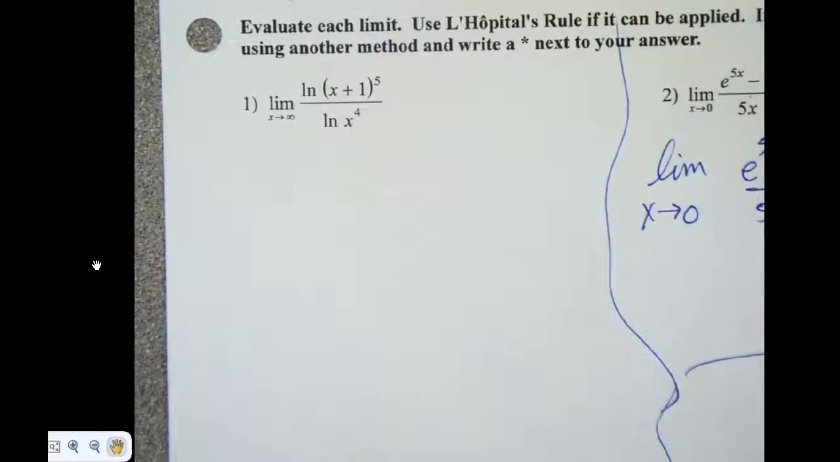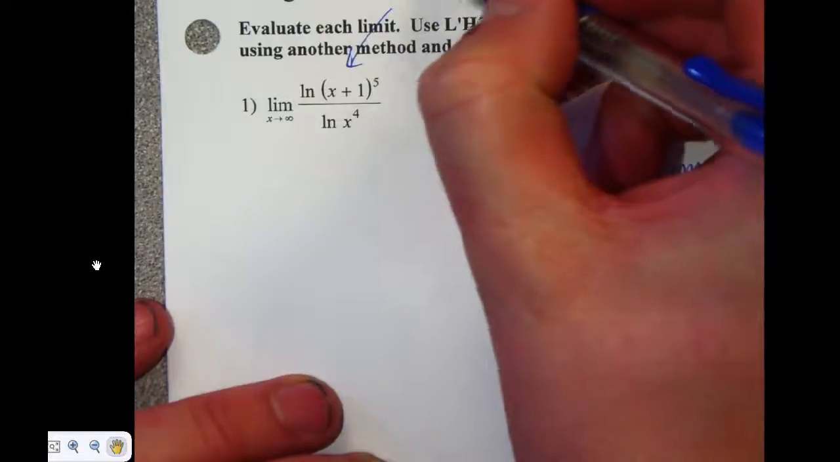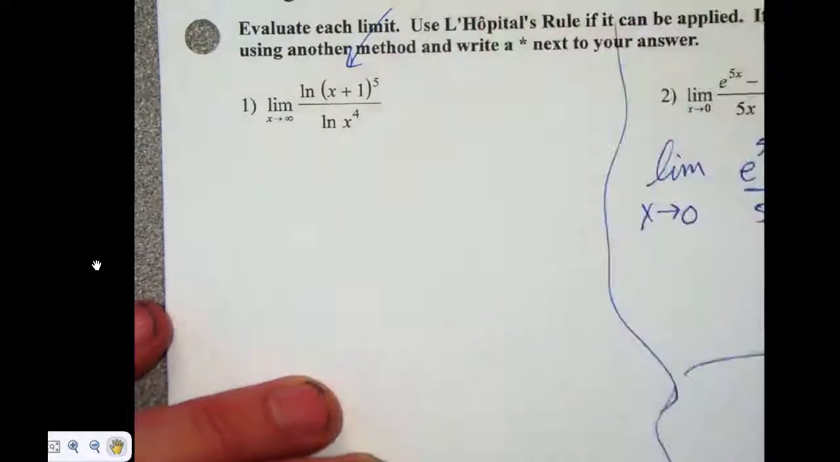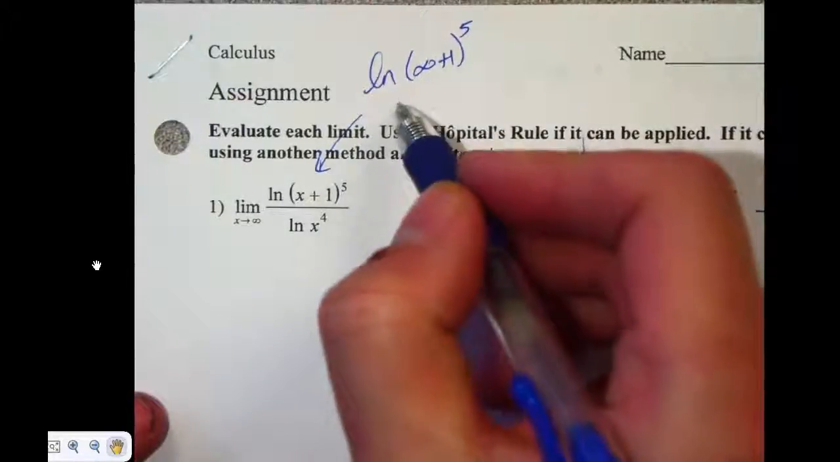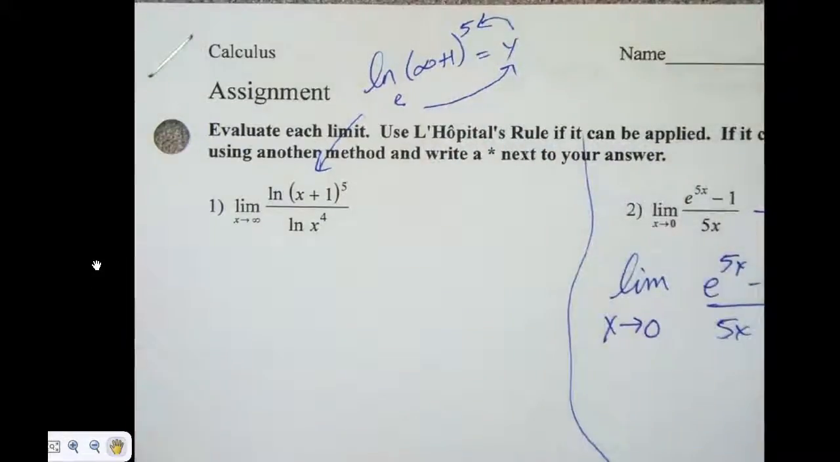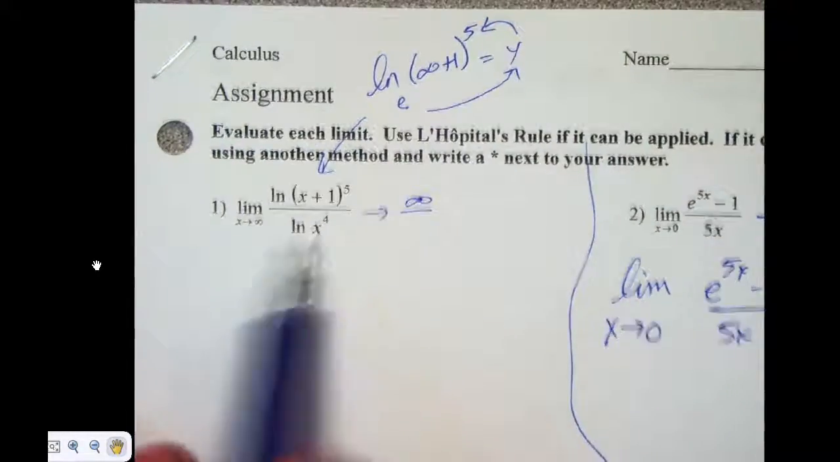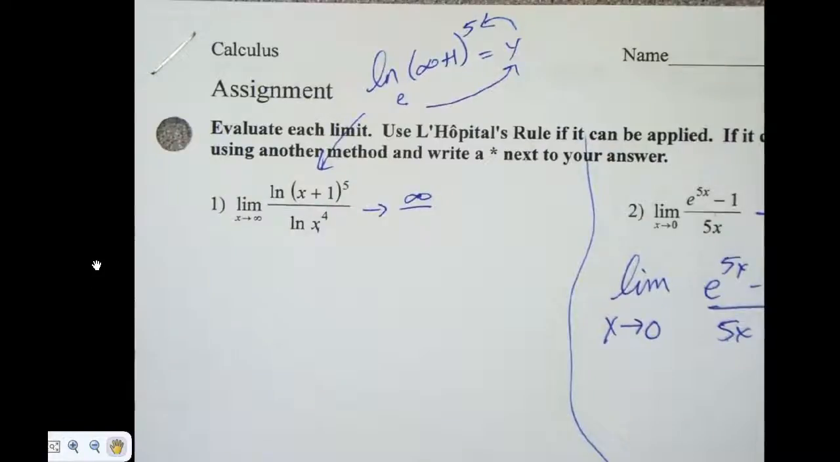So first of all, think about plugging in infinity to that. That's a little bit of a goofy situation, but what this would be is what's the natural log of infinity plus 1 to the 5th power? And so what that says is e to what power gives you this gigantic number? So what's the only power you can raise e to get infinity? Infinity. So the top tells you infinity. The bottom is saying the same thing. e to what power gives me infinity to the 4th? So what do I raise e to get infinity? Infinity.